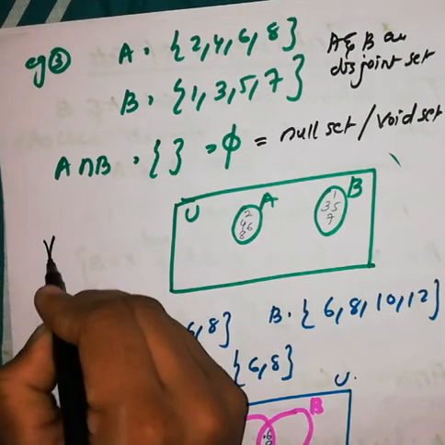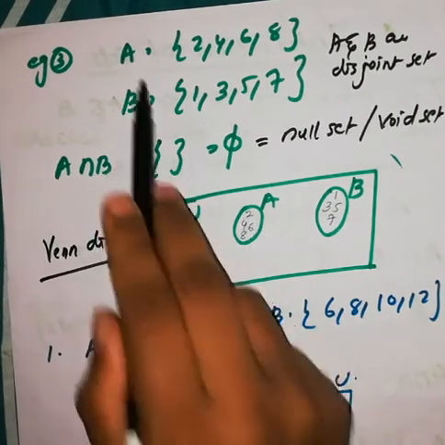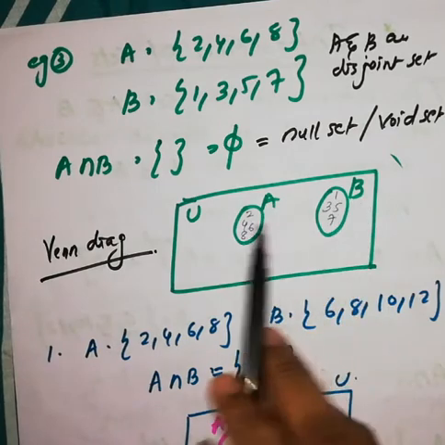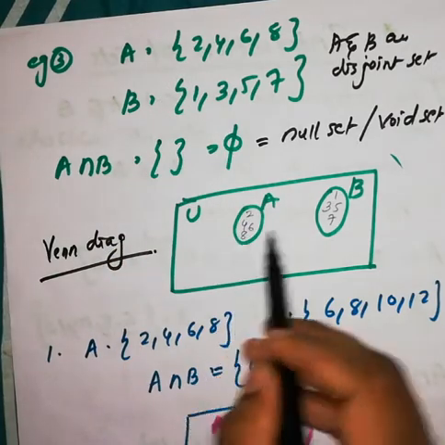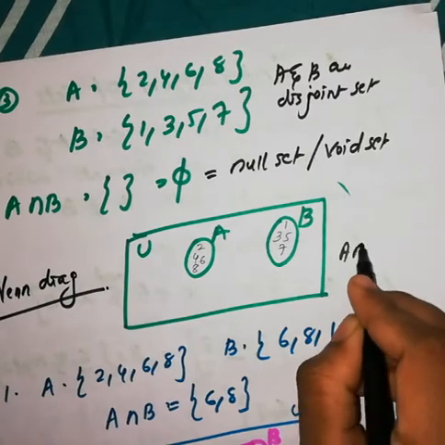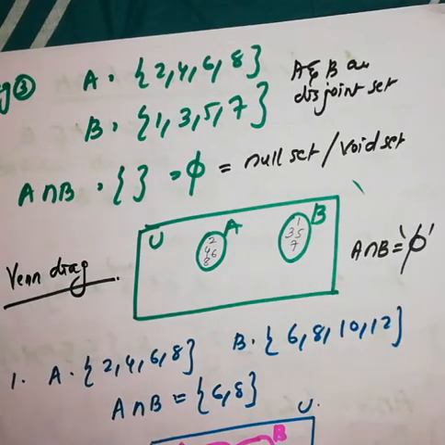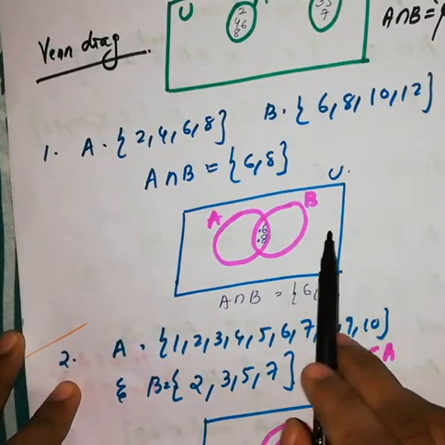So what is the Venn diagram of this example? In the Venn diagram, we take two circles separately, because there are no elements common to both these sets. We mark 2, 4, 6, 8 here and 1, 3, 5, 7 here, and A intersection B for this is the null set. Clear?